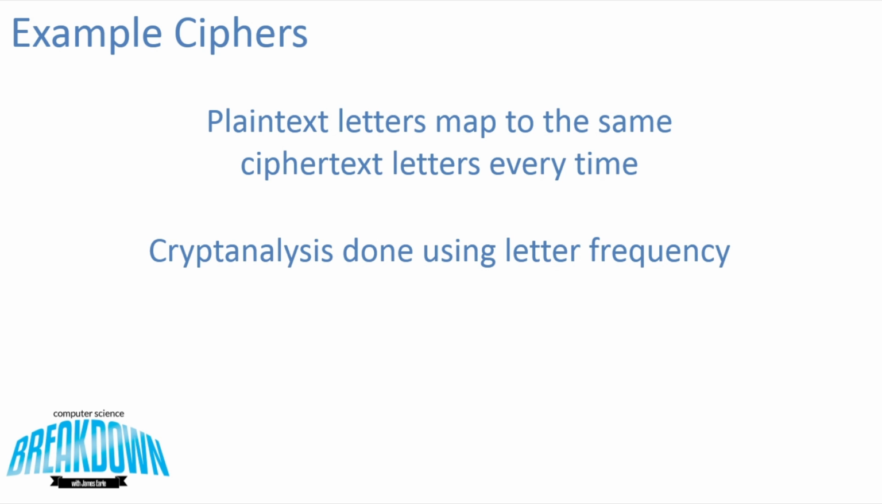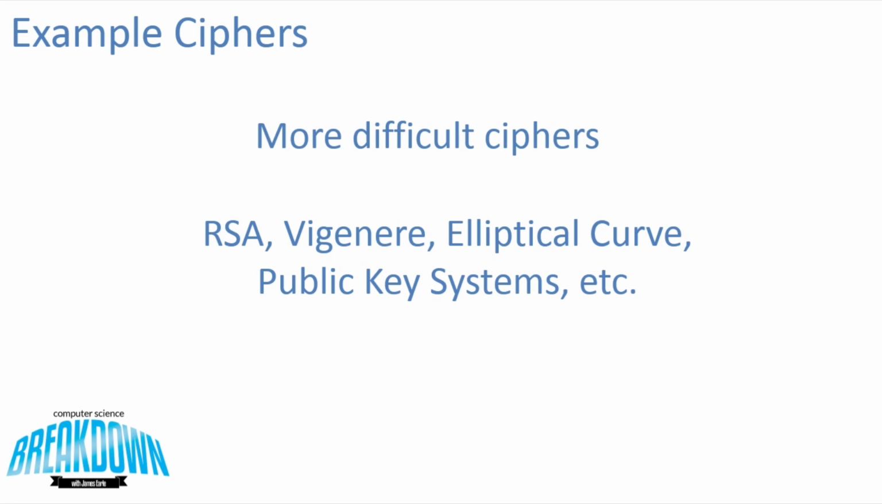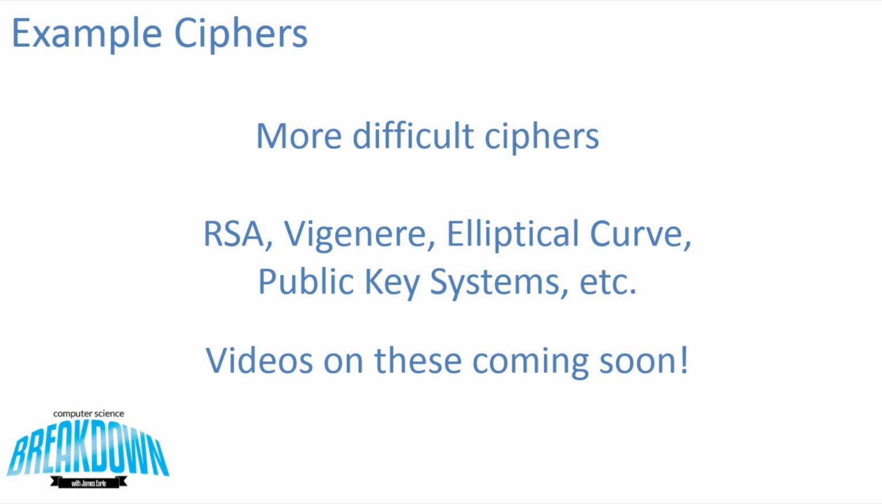Now, this again was a very introductory view of cryptography, and it's not always going to be this easy. There are many more difficult ciphers, such as the RSA, the Vigenere cipher, the elliptical curve cryptography, and lots of public key systems. And a lot of these use computational difficulty as their big strong point. And we're going to talk more about those soon, so I'm going to be releasing videos on a few of these topics.